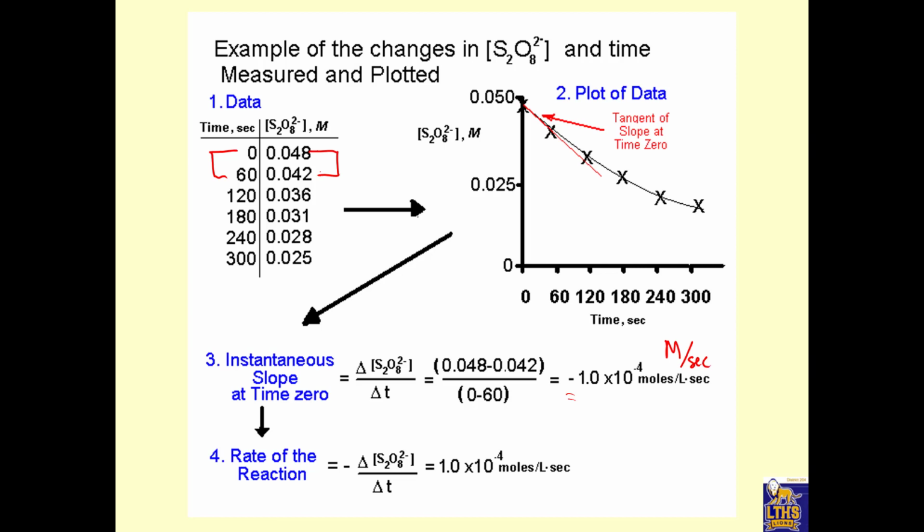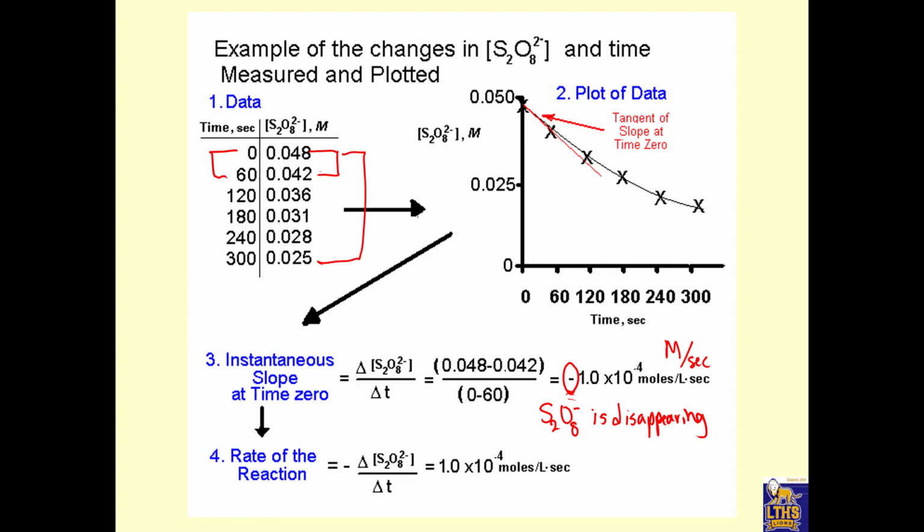So that's the rate at which, since this is negative, it means the S2O8 -2 is disappearing. So that means it must be a reactant. If you get a negative rate, that just means that you're looking at the reactant disappearing. If you get a positive rate, you're looking at a product forming. Okay, so that's an instantaneous rate over a 60-second interval.